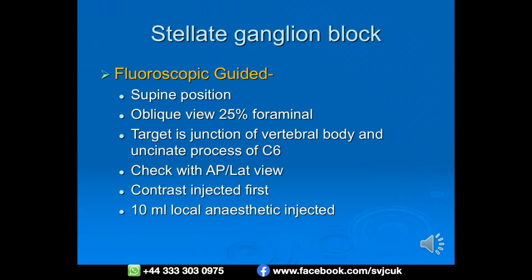But you can also do this under fluoroscopic or X-ray guidance. In this case, the patient lies in supine position. You obtain a 25 degrees oblique foraminal view, and the target is the junction of the vertebral body and uncinate process of C6. You check with AP and lateral view, and the contrast is injected to see the spread, and then about 10 ml of local anesthetic is injected.